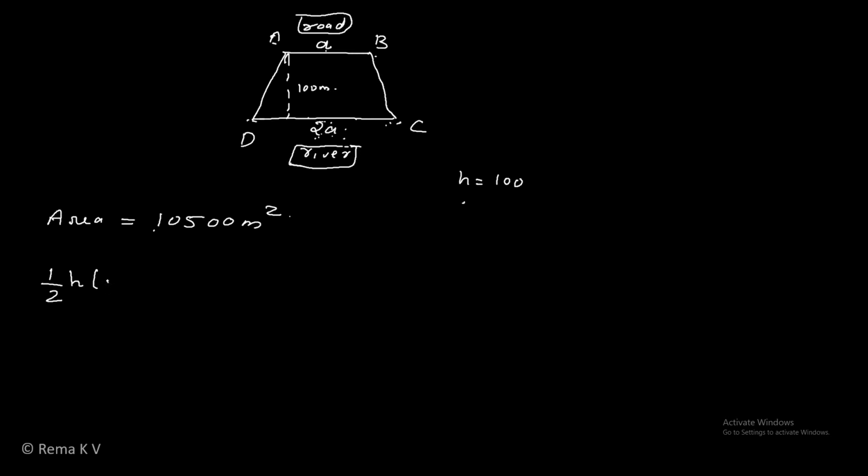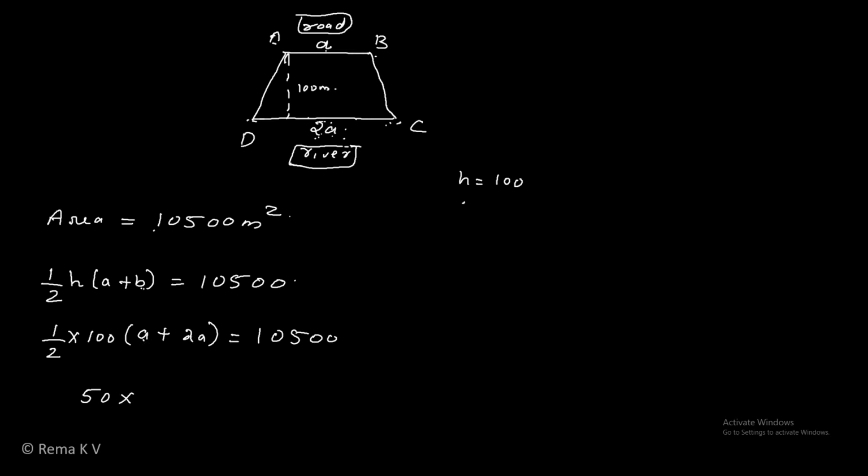Half h into (a plus b) is equal to 10,500. Then half into height, which is 100, into A plus the second side 2A, is equal to 10,500. And you can cancel these two. 50 into (A plus 2A), which is 3A, is equal to 10,500. Find the value of A from this.